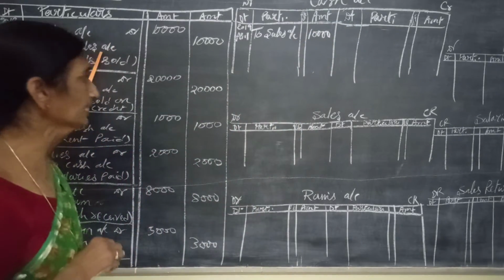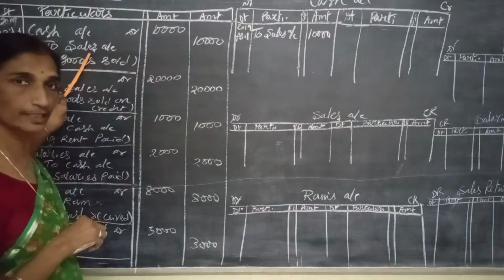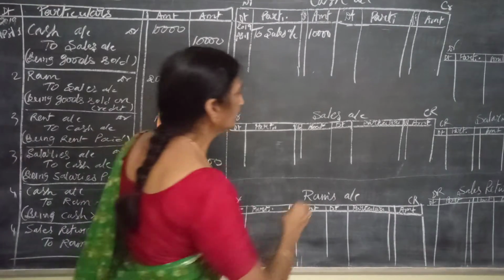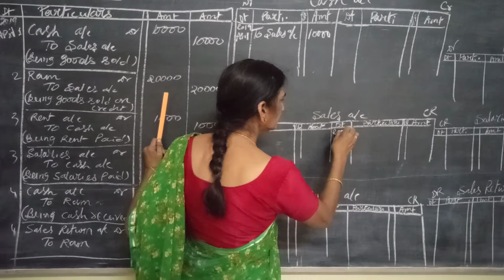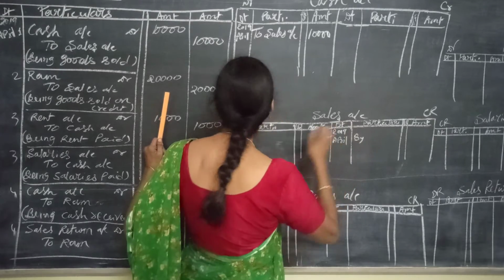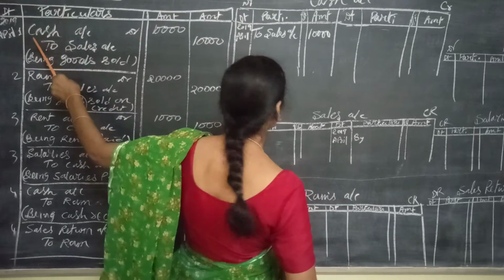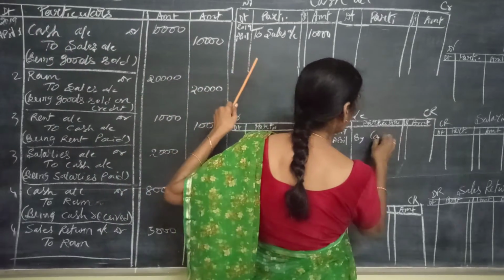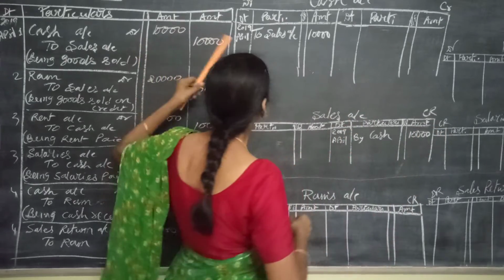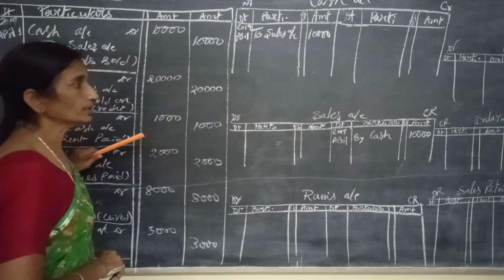Next, go to the sales account. Here the sales account is being credited, so go to the credit side of the sales account. Write the date and year, April 1st. With which account is it being credited? By cash account, so write by cash 10,000. This is how to post the journal entry to the cash and sales accounts.